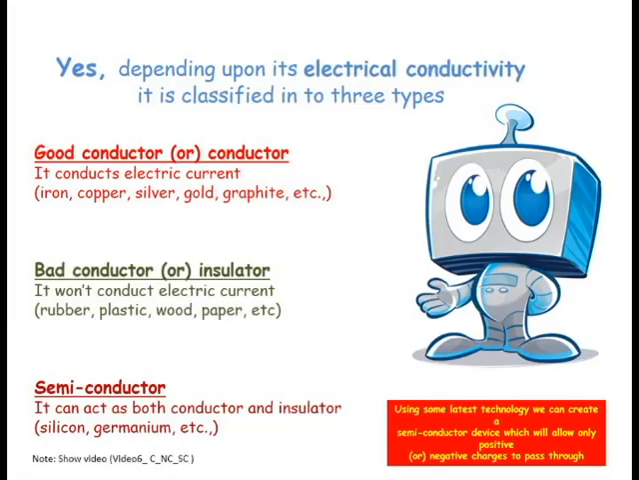We can classify electrical conductivity based on three types of conductors. They are good conductor, bad conductor, and semiconductor. A good conductor, best example is copper wire used in home power supply wires. For a bad conductor or insulator, the best example is plastic, which will not conduct electricity.